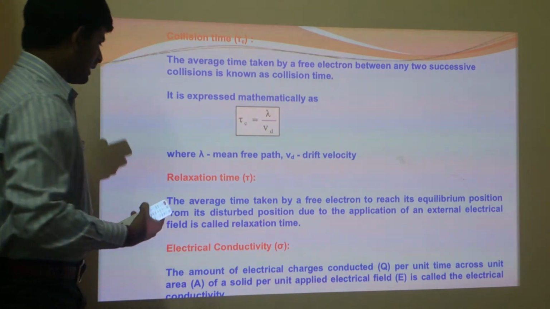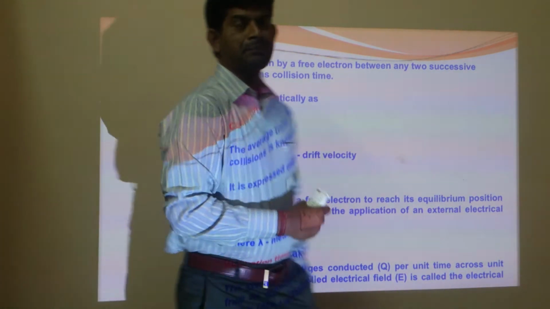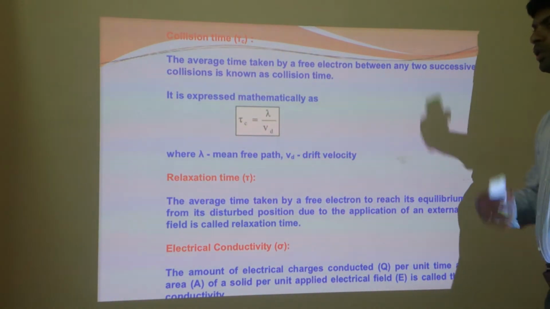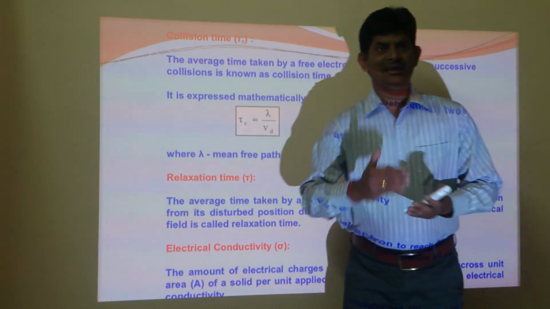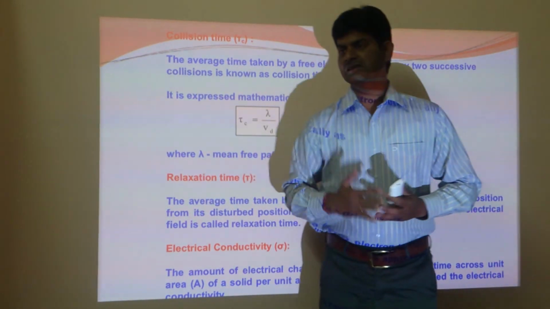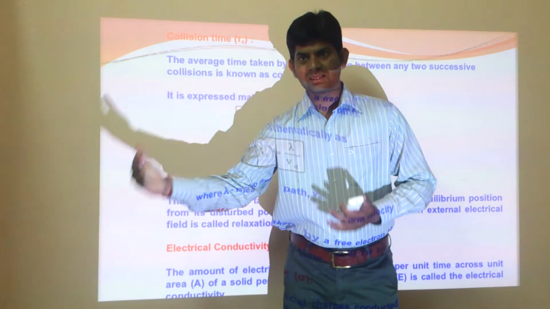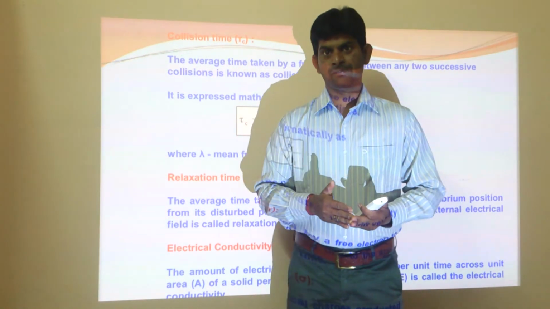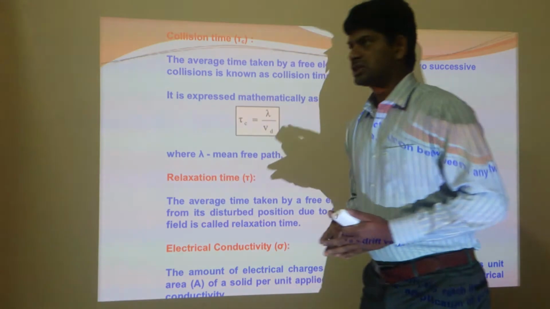And another time is there, that is relaxation time. So what is relaxation time? It is the average time taken by the free electron to reach its equilibrium position. Once you supply some external field, the electron may be disturbed, that means it may go somewhere. So what is the time taken for that electron to reach its original position, that is, the equilibrium position? That time is called relaxation time.